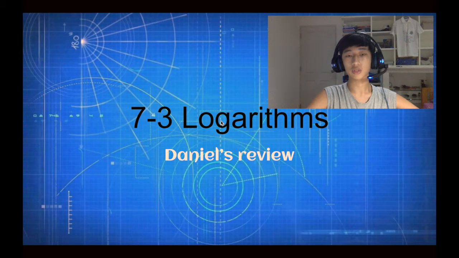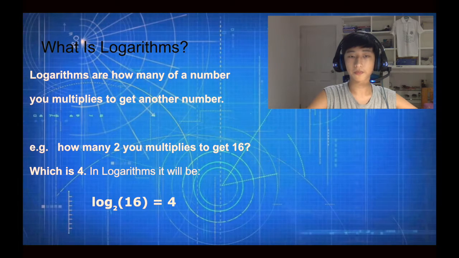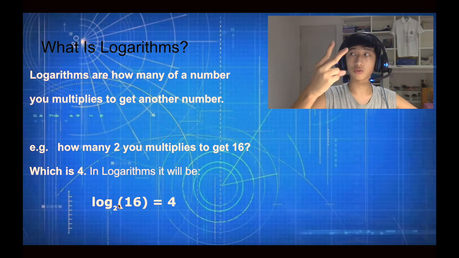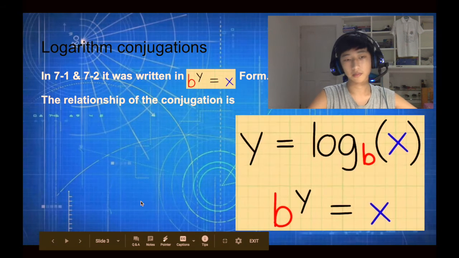Logarithms, I think this is really important because you might use this if you're doing anything associated with interest. So what are logarithms? A logarithm tells you how many of a number you multiply to get another number. For example, how many 2s do you multiply to get 16? It's 4. You multiply 2 by 2 by 2 by 2, four times, and then you get 16.